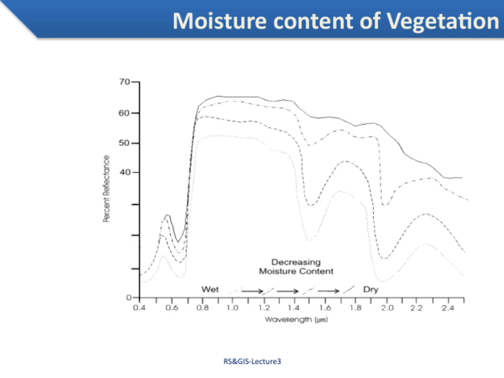Today, I want to talk about the moisture content of vegetation, which is a crucial factor in remote sensing and GIS applications. As we've seen throughout this lecture, understanding vegetation moisture helps us assess plant health, drought stress, and fire risk. Moisture content essentially refers to how much water is held within plant tissues.